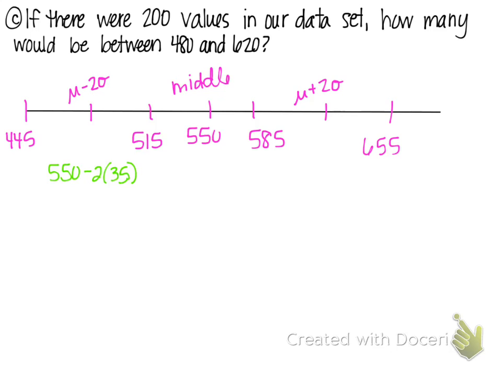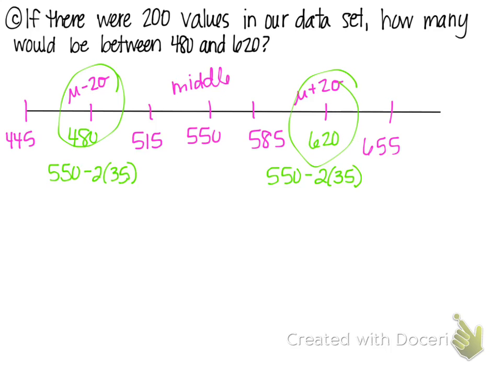Jumping ahead of myself. And then for this one, you have 550 plus 2 times 35. And for that one, you get 620. So we're talking about these right here. And we want to know the percent there so you can figure out how many actual pieces of data are here. So if you go back to your normal curve, between the mu minus 2 times sigma and the mu plus 2 times sigma, that's 95.5% of our data.